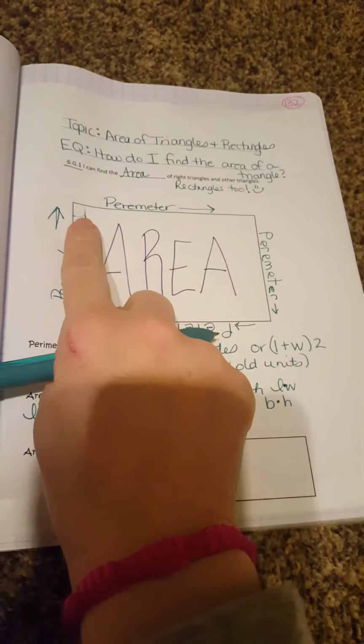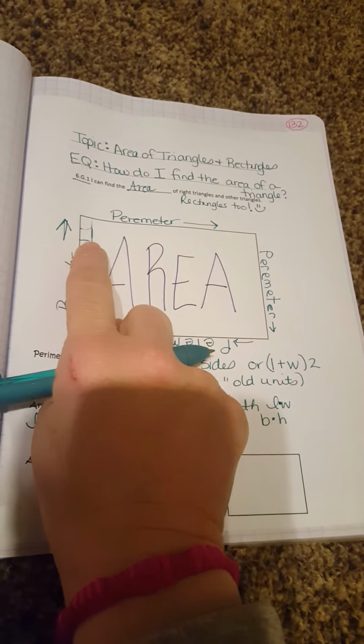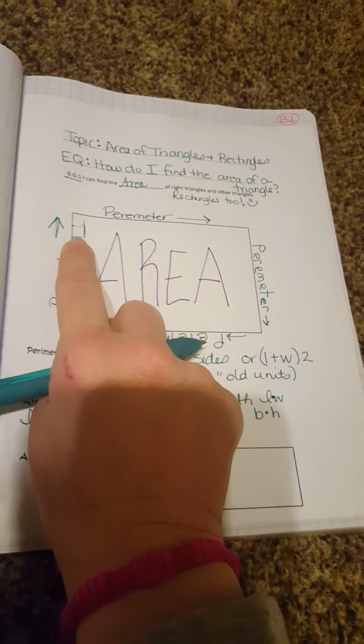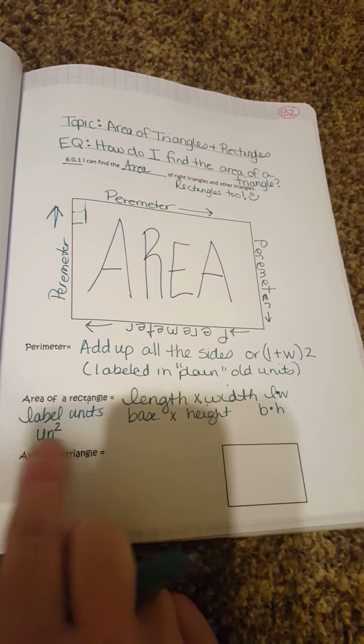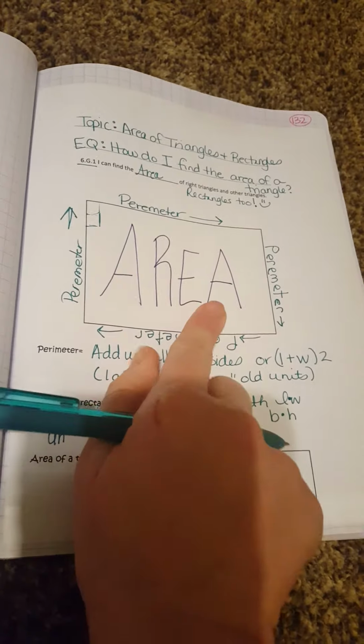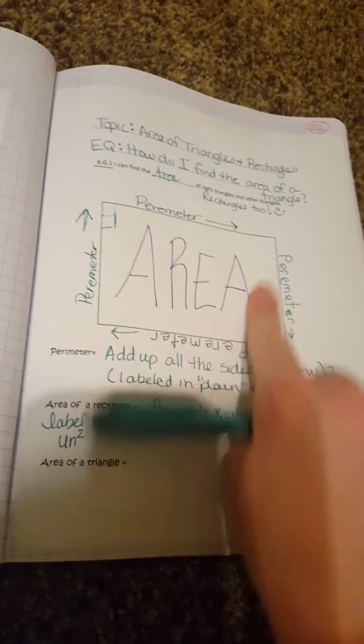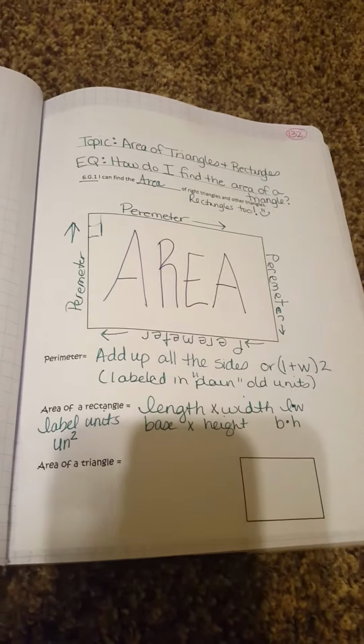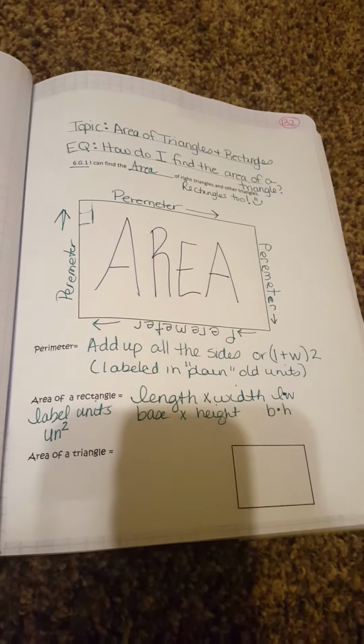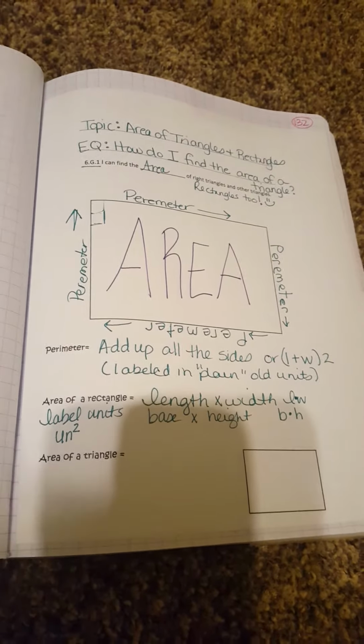Because remember I said these are composed of these little squares that have 4 sides? Well, we count up all those squares and we call it units squared. So if this was inches, we would have inches squared. If it was centimeters, it would be centimeters squared. Whatever it might be, it's going to be whatever squared.